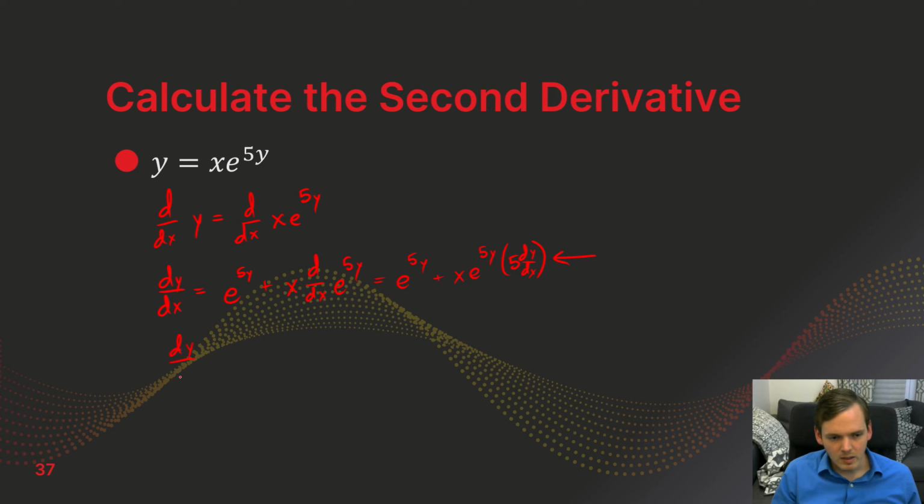So I have dy by dx minus, not plus, x e to the 5y dy by dx equals e to the 5y. Factoring out the dy by dx, we get dy by dx is equal to e to the 5y divided by 1 minus x e to the 5y. So this is actually what we want to have for our first derivative here.